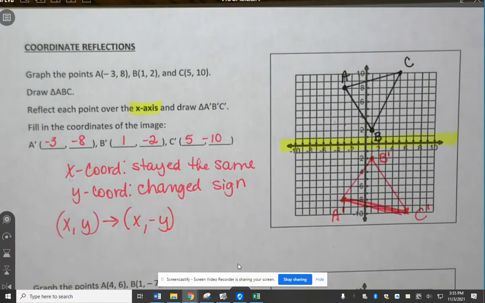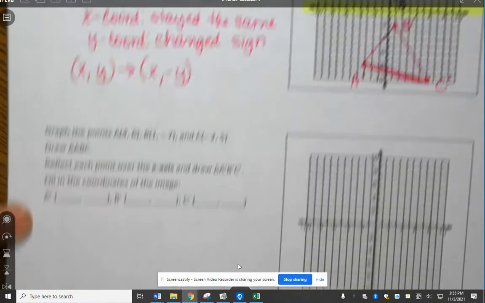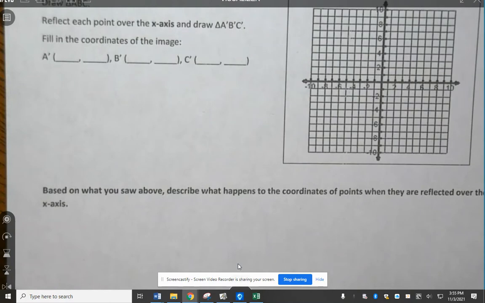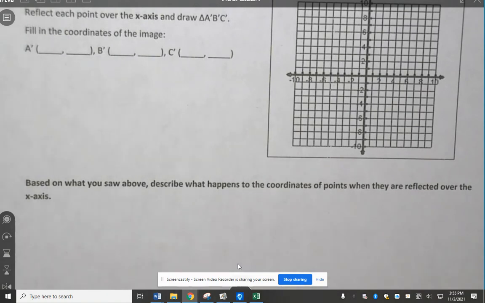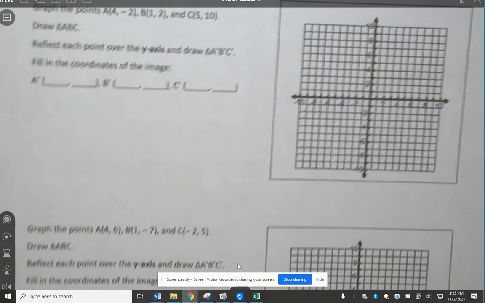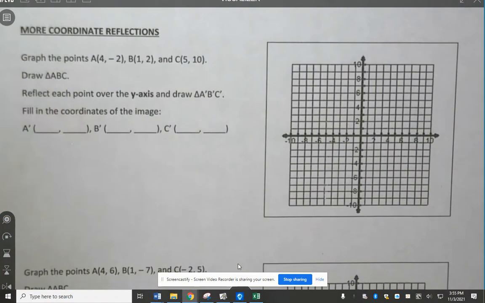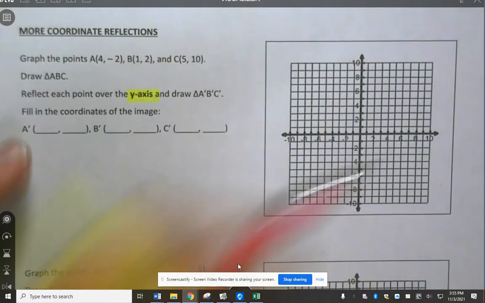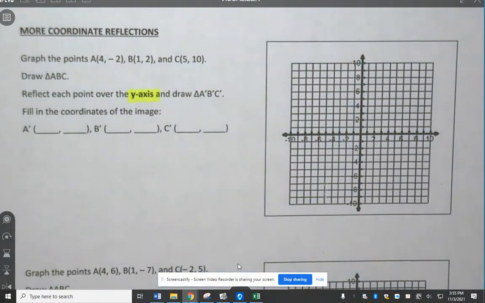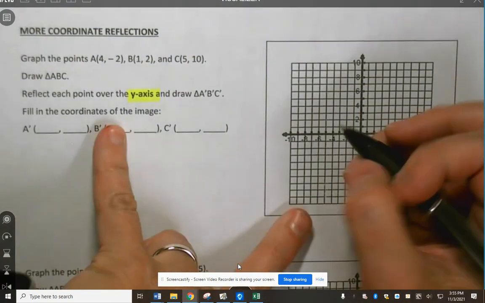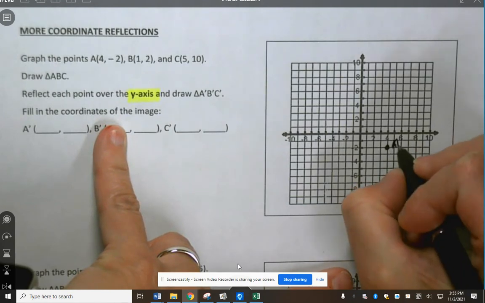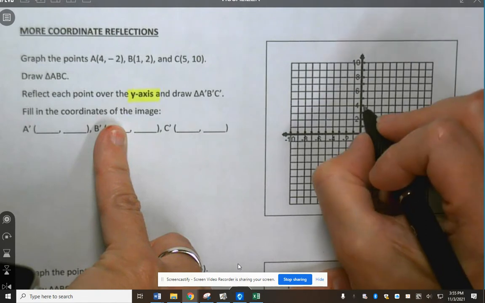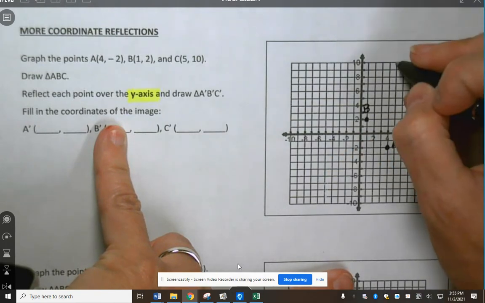Okay, so think about that as you're answering the next question. You're doing the next one by yourself, and then you're coming up with some conclusions and conjectures at the end. On the next page that says more coordinate reflections, this time we're going to reflect over the y-axis. So we're going to start out by plotting point A at 4, -2. B is at 1, 2. And C is at 5, 10.